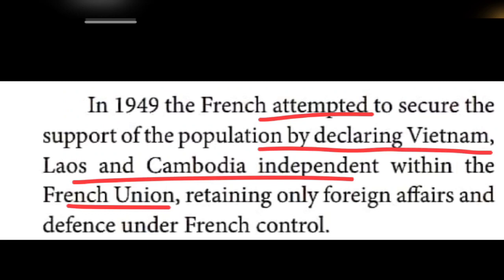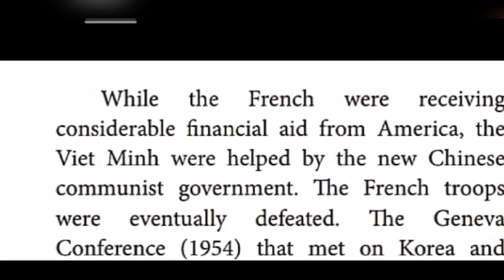Okay, so the French declared that Vietnam, Laos, and Cambodia became independent states. But within the French Union, foreign affairs and defense should remain under French control. They declared independence, but the foreign affairs and defense of those countries should be under the control of France. So likewise they told. Okay, so that's the thing.